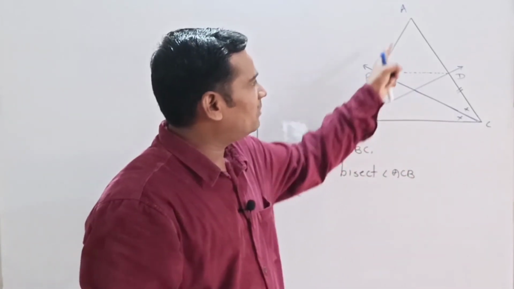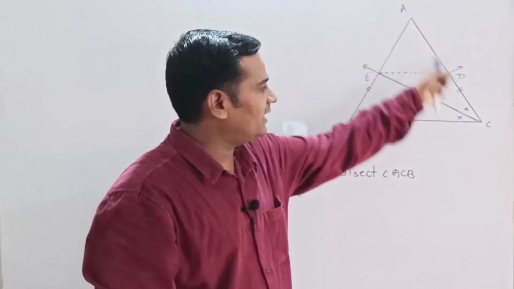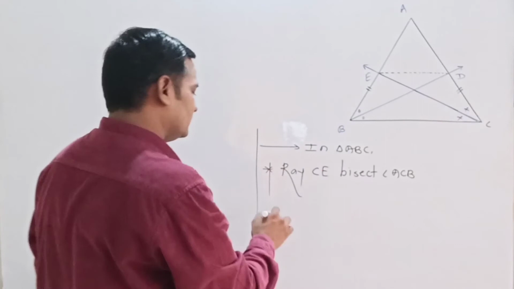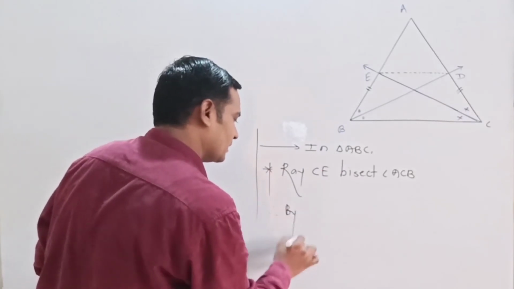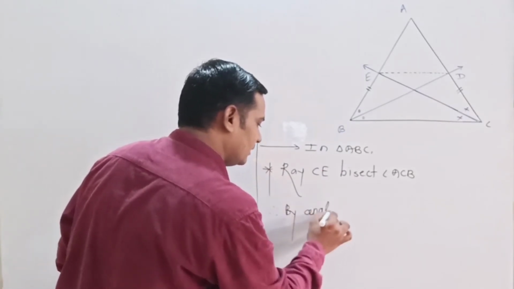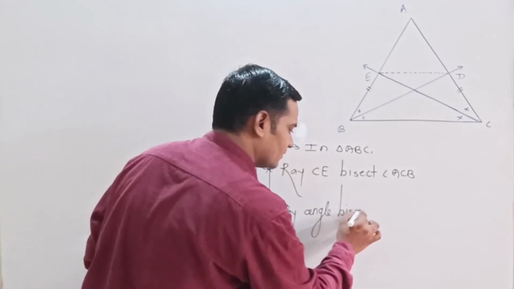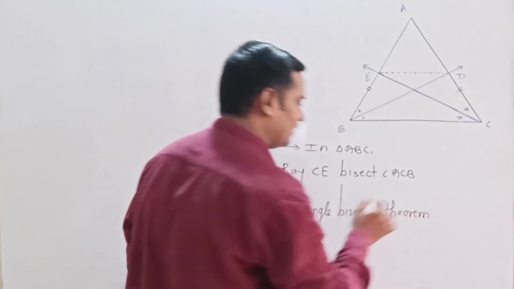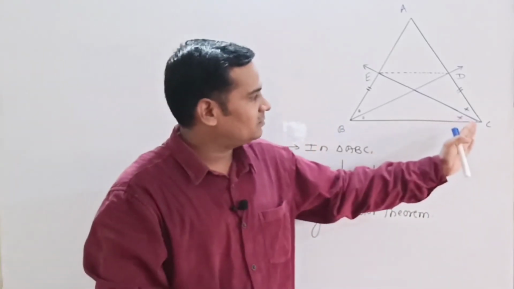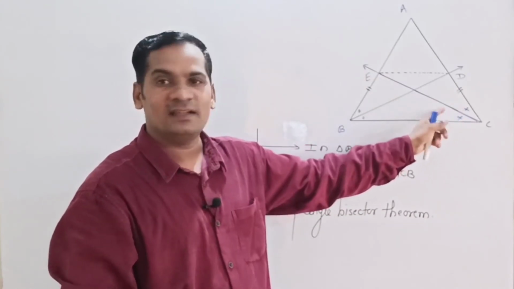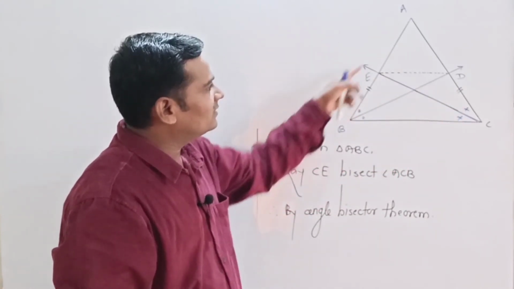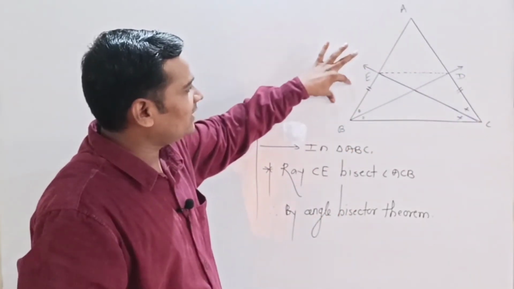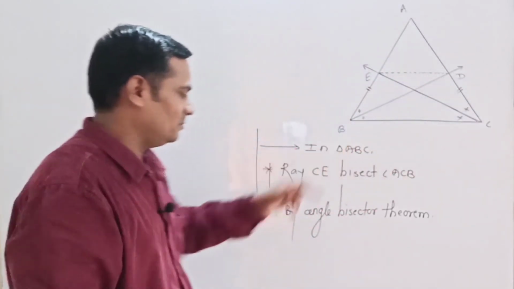Ray CE bisects angle ACB, and if this is the bisector of angle ACB, therefore by angle bisector theorem. Now what is that angle bisector theorem? The bisector of an angle of a triangle divides the opposite side in the ratio of the remaining two sides. That means AE upon EB is equal to AC upon BC.